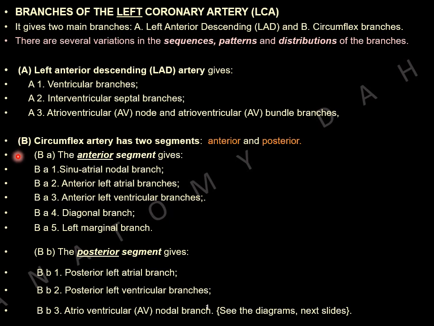The anterior segment of the circumflex artery gives the sinoatrial nodal branch, anterior left atrial branches, anterior left ventricular branches, diagonal branch, and left marginal branch. The posterior segment of the circumflex artery gives the posterior left atrial branch, posterior left ventricular branches, and the atrioventricular AV nodal branch.